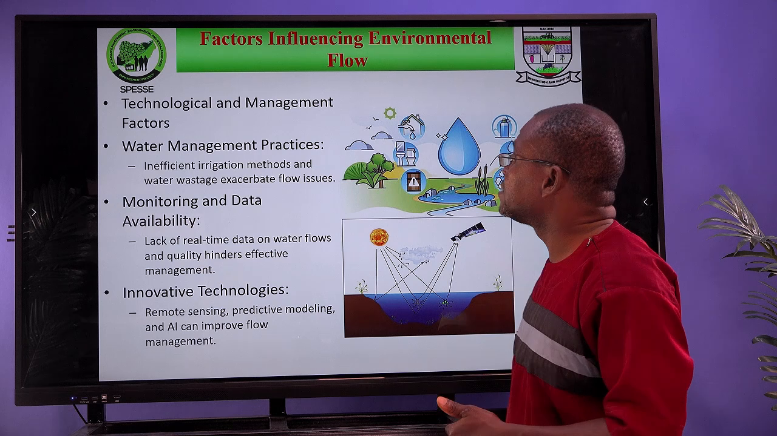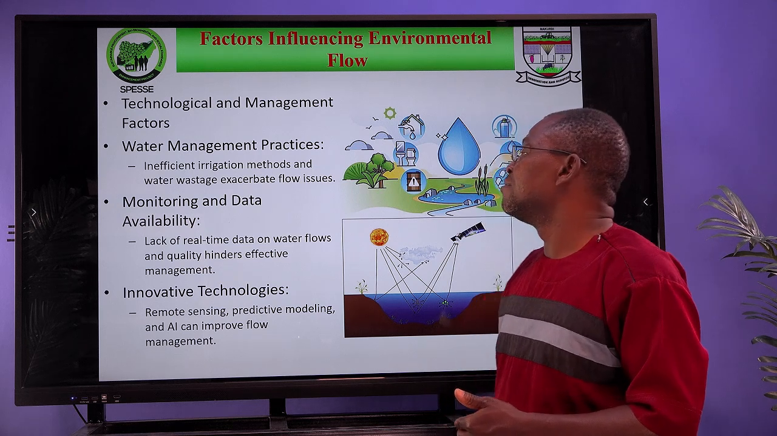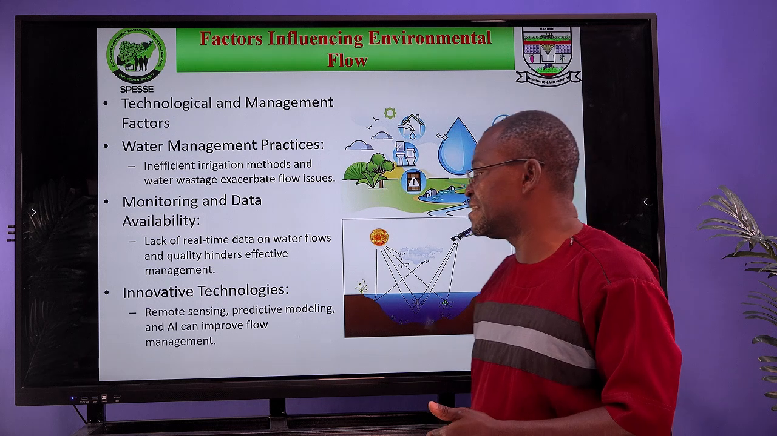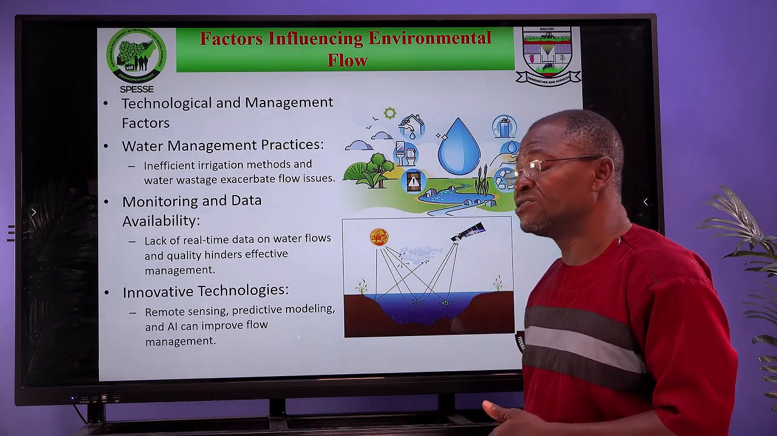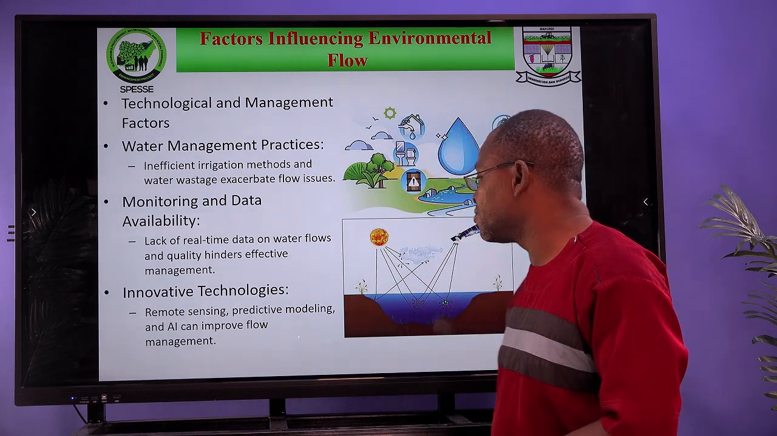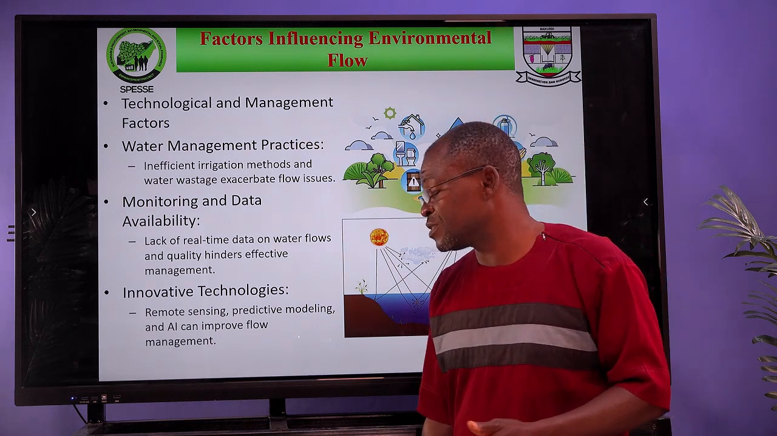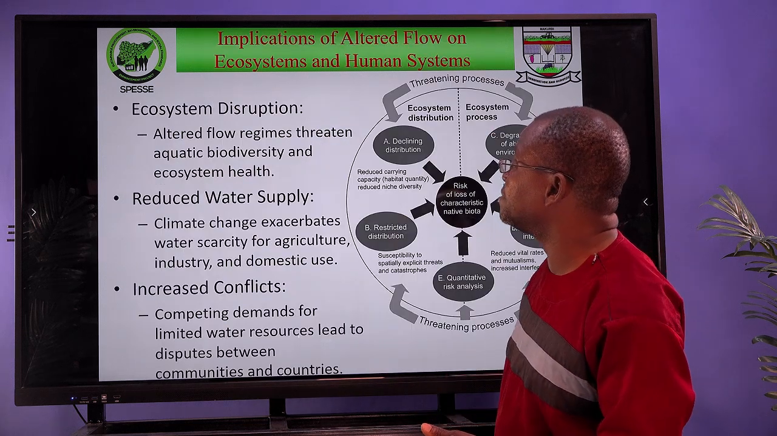Other factors include technology and management, and this is also directly related to monitoring and data availability, so that we can use innovative technologies like remote sensing, predictive modeling, and AI to improve the flow of water in the environment as well as its management.